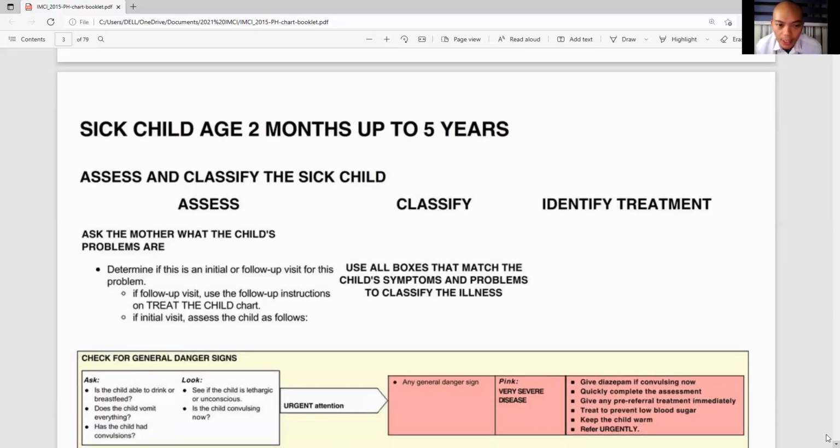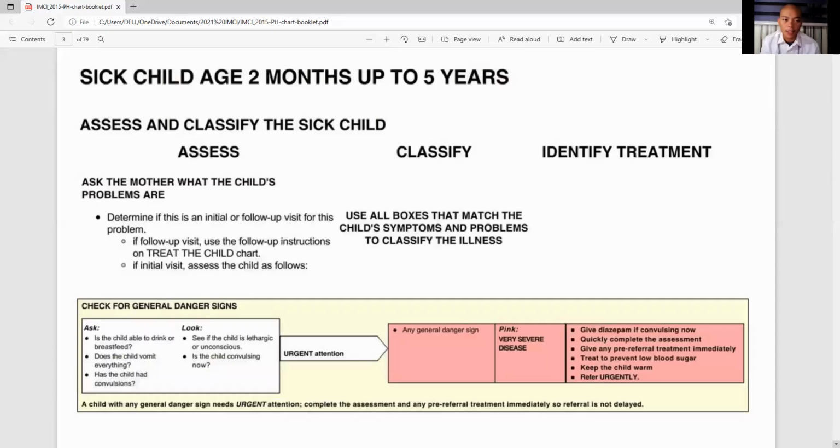Okay, so this is page 3. Assess and classify the sick child. Okay, so left to right. We start with ask. I told you even the questions to ask and things to assess are already here. Ask the mother what the child's problems are. Okay, so kumusta po? Why did you bring the child here in our center?